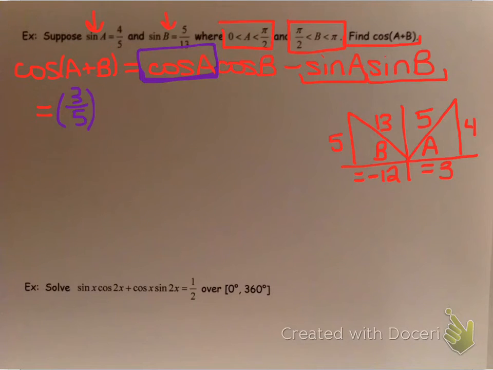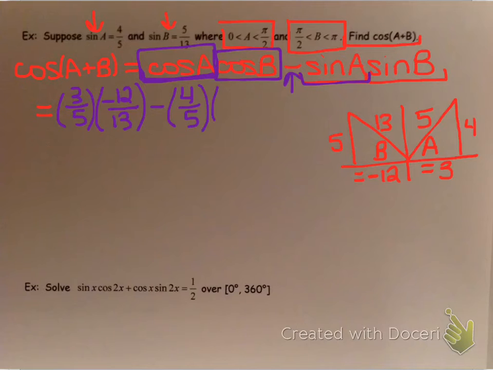Okay, and then cosine of angle B. So I go to the picture for B, and the adjacent side is negative 12 over the hypotenuse, that is 13, and then my minus sign that was right there. And then sine of A and B, I could get them from the picture, but I was given them, so I'm just going to use what I was given. Sine of A was given as 4/5, and sine of B was given as 5/13.